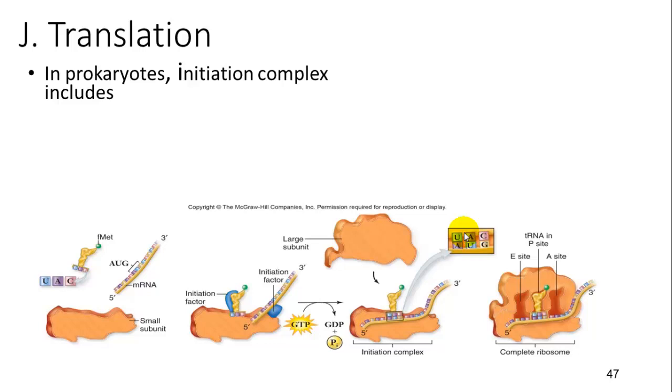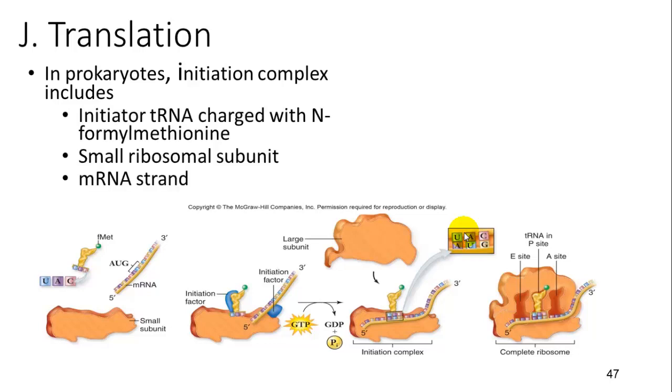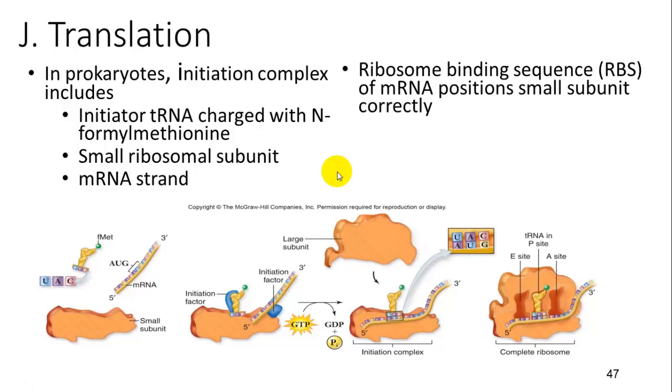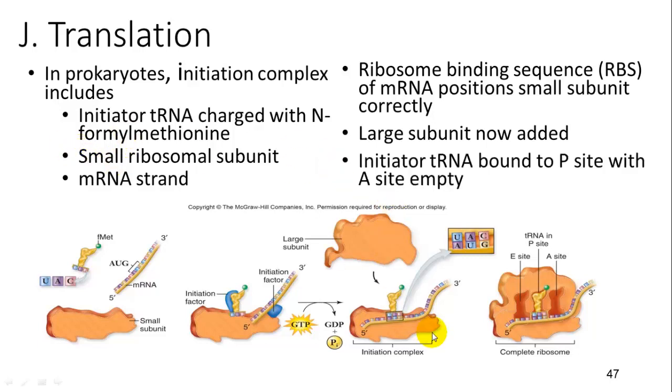Alright, so translation in prokaryotes starts at the initiation complex and includes an initiator tRNA charged with an N-formyl methionine. Okay? So an N-formyl methionine is the first amino acid of every protein. It goes on there on the small ribosomal subunit. And then a ribosome binding sequence of mRNA positions it correctly, and the large subunit is then added on top. And so it's now bound to the P site, ready for another one to bind to the A site.